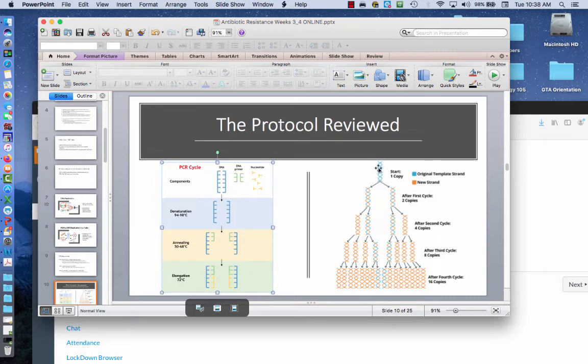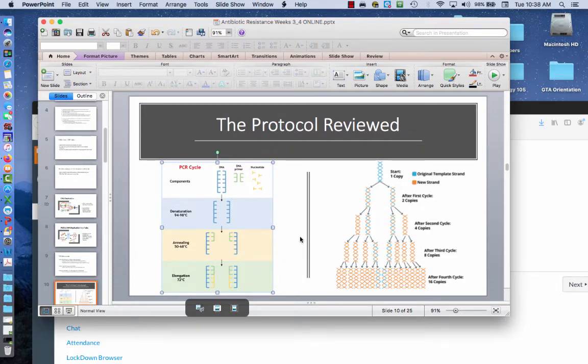Here's a schematic to show you. You start out with 1 copy of your template. When you get denaturation, annealing, and elongation, it results in 2 copies. Then it repeats again, and you get denaturation, annealing, and elongation for those copies, and those 2 become 4. Then it repeats again, and 4 templates are copied into 8, and the cycles repeat again, and 8 becomes 16.